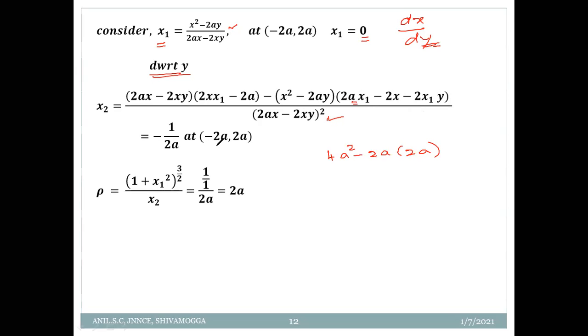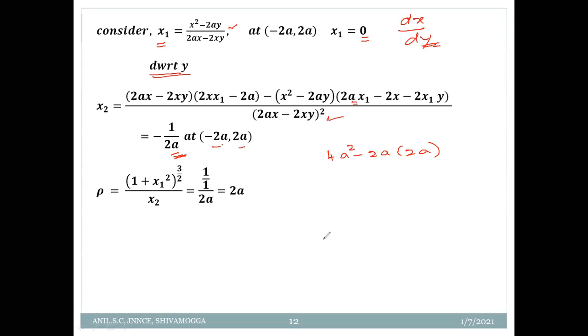Now this derivative at minus 2a comma plus 2a, x is equal to minus 2a and y is equal to 2a and x1 is equal to 0. Substitute and simplify, you get minus 1 divided by 2a. x2 is equal to minus 1 divided by 2a. You do this simplification by yourselves at your home.